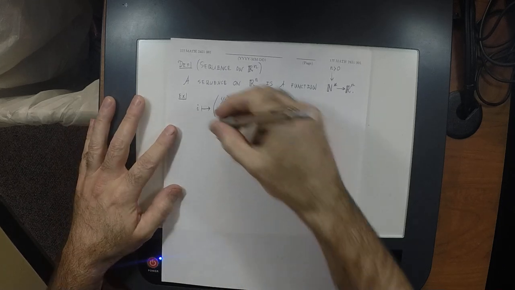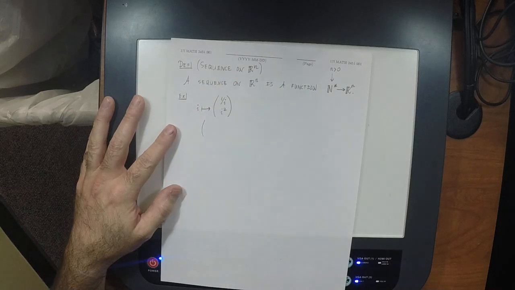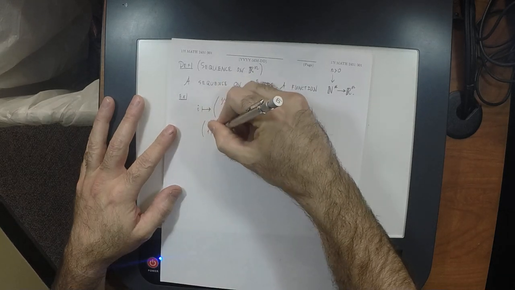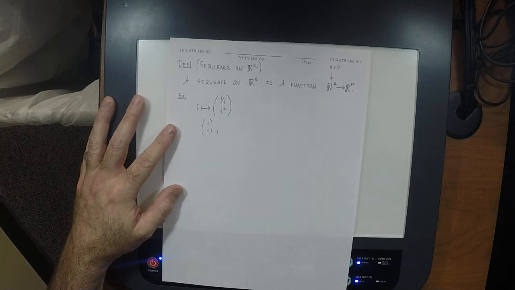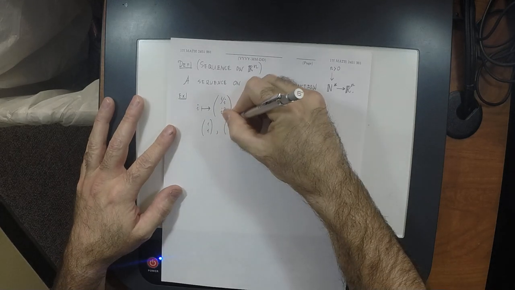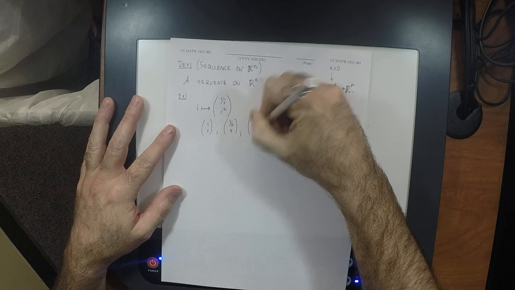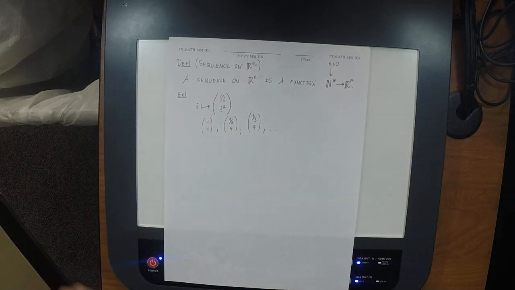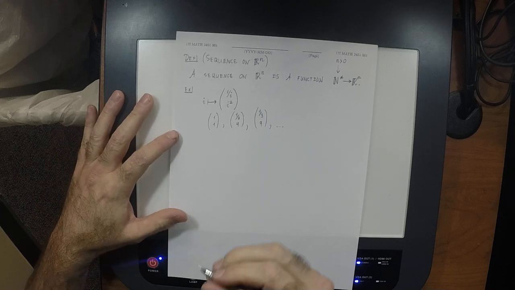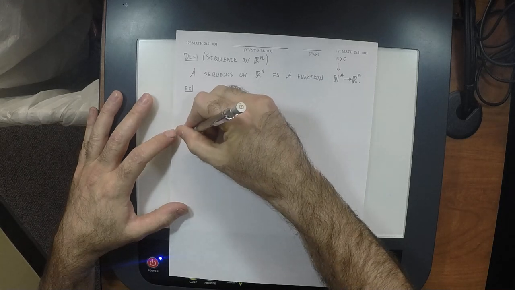So what is this function evaluated when i is 1? 1, 1, right? And then what is this function evaluated when i is 2? 1 half, 4. And then 1 third, 9, etc. Okay, so this is just like the sequences that you know, except now they're stacked. So now we can have exercises. Instead of there being one sequence in play, now there can be n sequences in play. It's not all that exciting or different. So, definition.